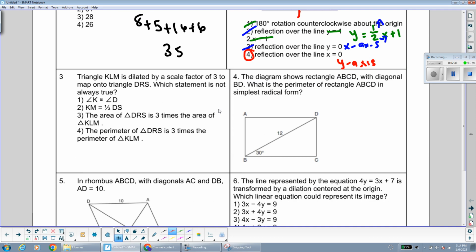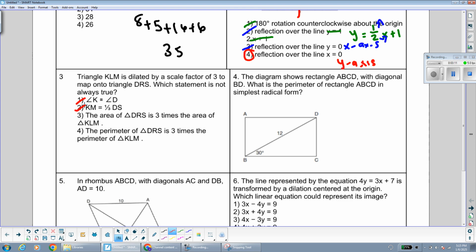For number 3, it says which statement is not always true when we have a dilation by a scale factor of 3. So K is going to be equal to D because those two angles do correspond, and corresponding angles of similar triangles are congruent. Before and after a dilation, angles stay the same. KM is a third of DS. So that is true because DS is 3 times larger than KM, and those do correspond. So that's absolutely true. Let's check out the area and the perimeter.